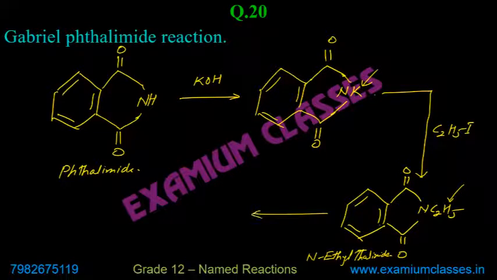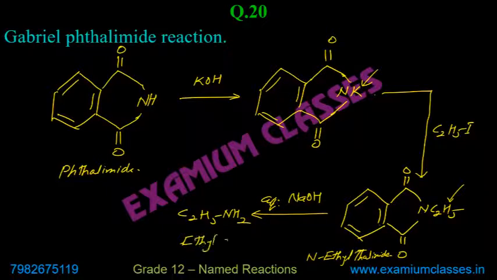The last step is reaction with aqueous KOH or NaOH. And in the last step, you get whatever alkyl group you had used there, that amine. So in this case, ethylamine. And the rest.